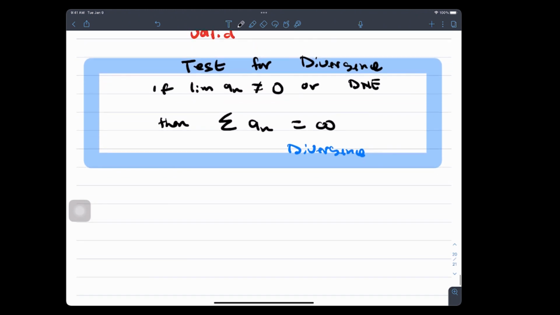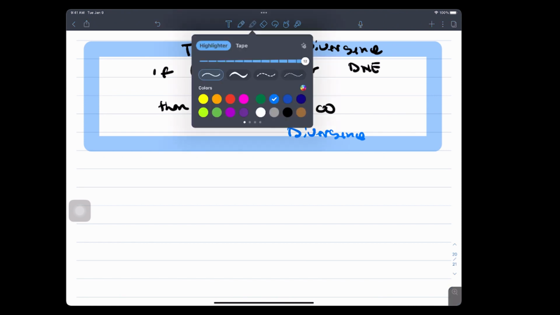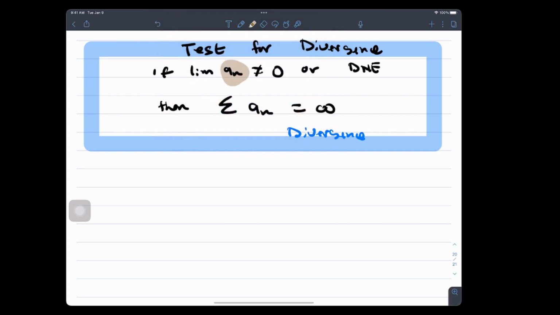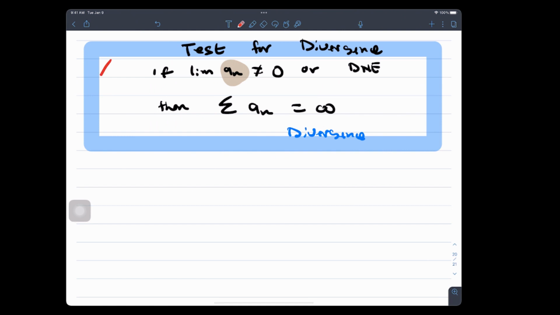You say, why is it a test? Because if you can show that the limit of what? That AN term. Where does that AN term come from? It comes from a series. That's where it comes from. If we can show that the limit of AN is not 0, then we know that the series diverges. We can guarantee the series diverges. So that's all I have to show.